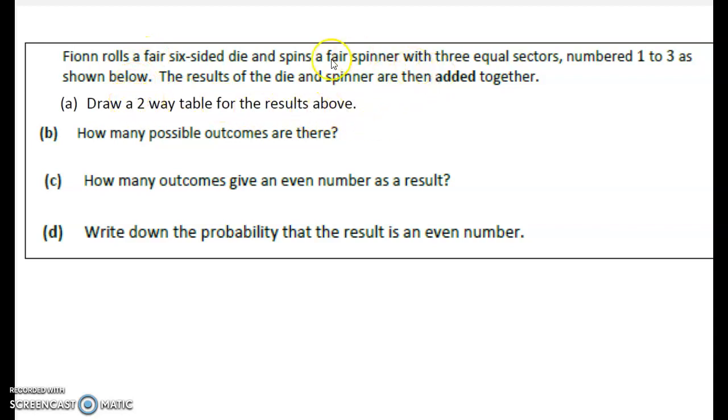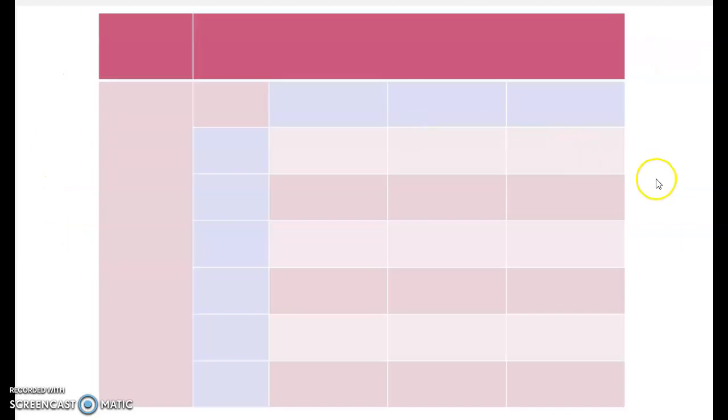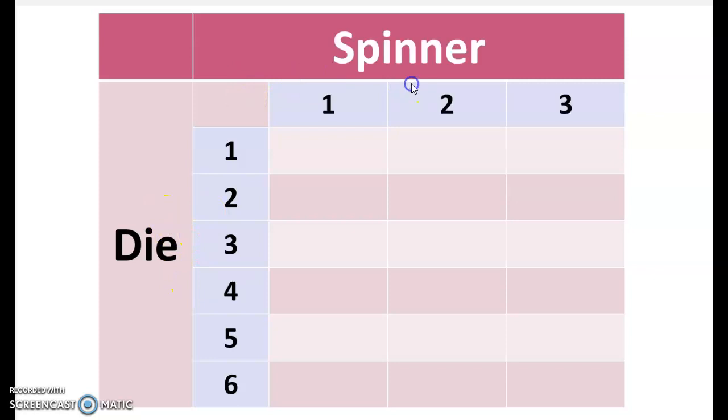So what we've got here, the two key things are a fair 6-sided die and a fair spinner numbered 1 to 3. So the two-way table that we're going to get here is going to resemble something like this, where we've got the die sides 1, 2, 3, 4, 5, 6, and of course this could have gone along the top, and the spinner representing the numbers 1, 2, 3. So that's the way it's going to look.